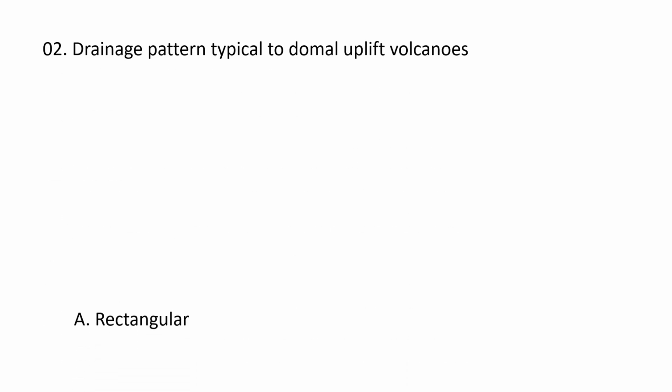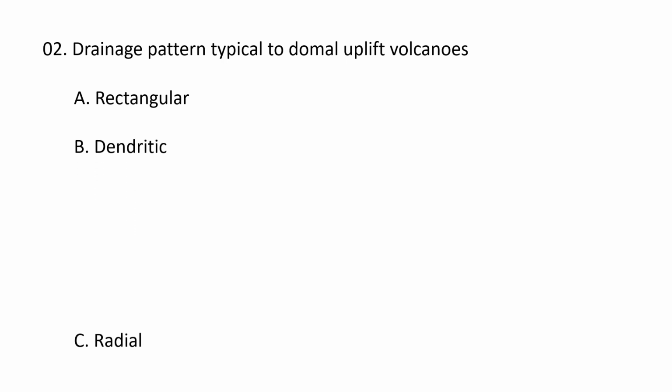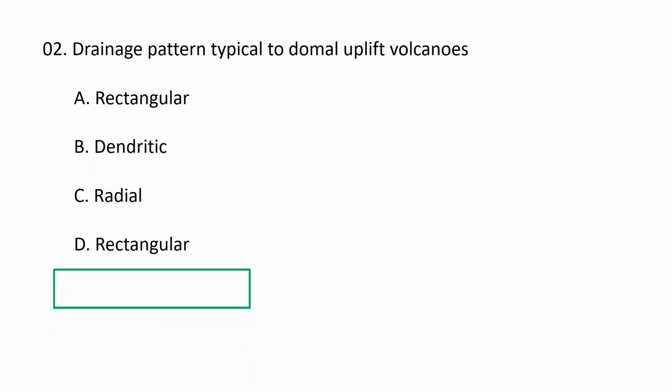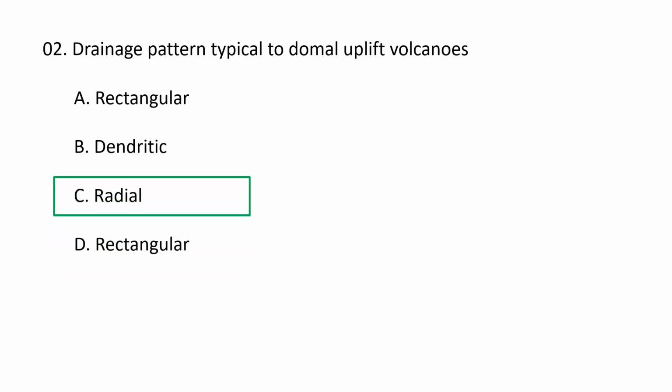Next question. The drainage pattern typical to domal uplift of volcanoes is A. Rectangular, B. Dendritic, C. Radial, D. Rectangular. The drainage pattern typical to the domal uplift of volcanoes is radial. The radial drainage pattern develops around a central elevated point. This pattern is common to such conically shaped features such as volcanoes, and the tributary streams extend headward. It reaches upslope towards the top of the volcano. C. Radial is the correct answer.